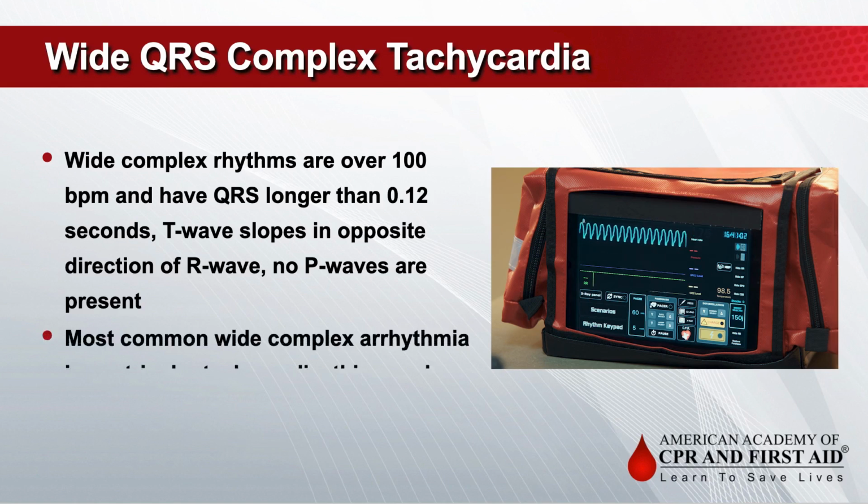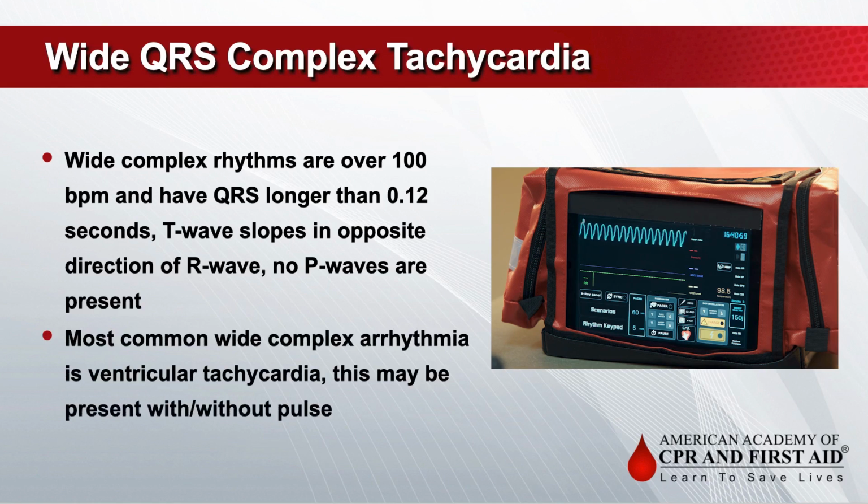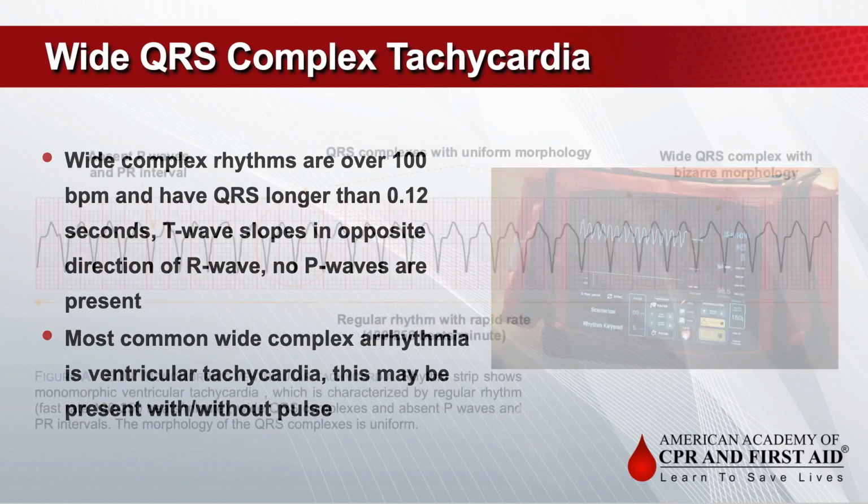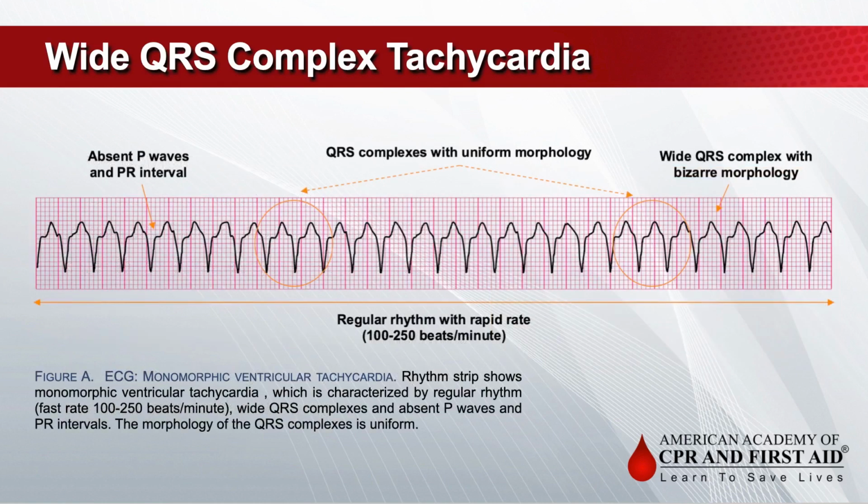The most common wide complex tachycardia arrhythmia is ventricular tachycardia. Ventricular tachycardia may be present with or without a pulse. Younger patients with no underlying health conditions may tolerate short bursts of VTAC, but sustained VTAC needs to be treated urgently. Patients with a pulse may be treated with synchronized cardioversion or medications. Patients without a pulse are treated with immediate defibrillation.